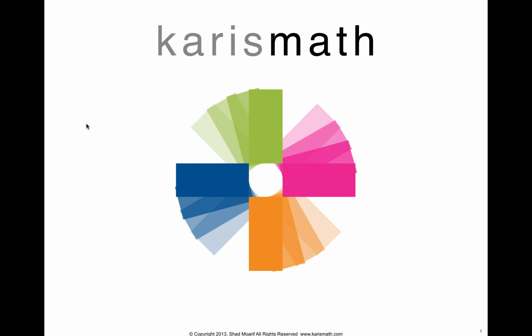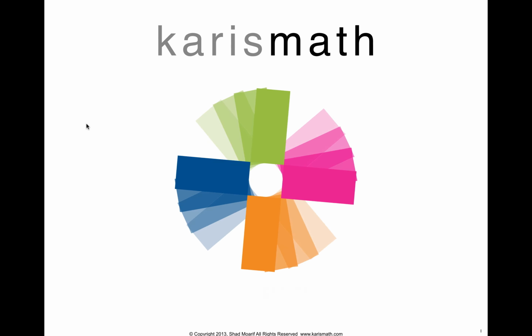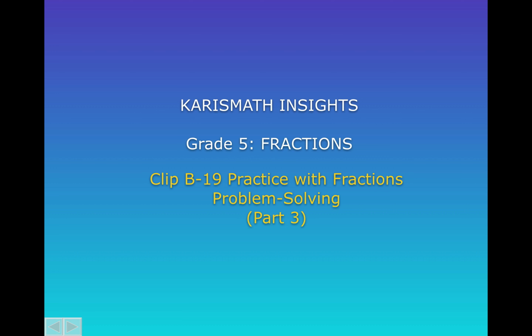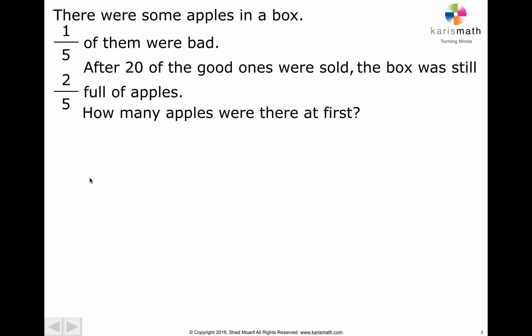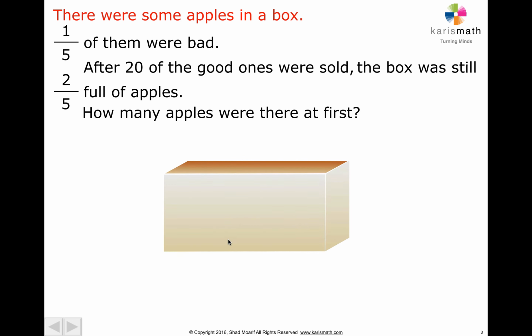All right, here's part 2 of word problems using fractions. So start with this one. There were some apples in a box. Okay, so let's make a box. 1/5 of them were bad. So imagine we've broken them up into 5 equal parts and 1/5 of them were bad.